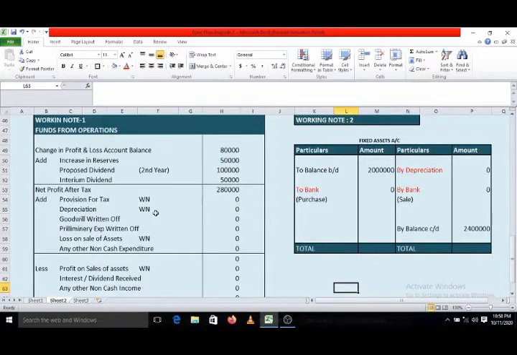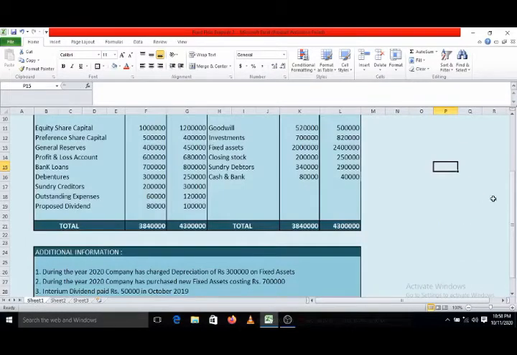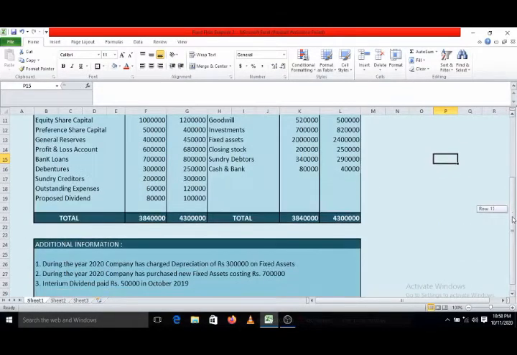Now next one is depreciation. So depreciation. What about depreciation? Check out. यहाँ पर दिया है in additional information. During the year, company has charged depreciation of rupees 3 lakhs on fixed assets. So this will have to be considered. At the same time, one more information is also there, that is during the year 2020, company has purchased new fixed asset costing rupees 7 lakhs. So now both of these information are relating to fixed asset.